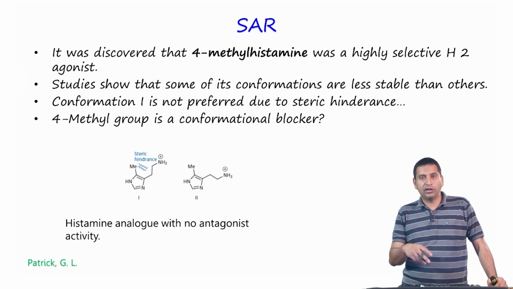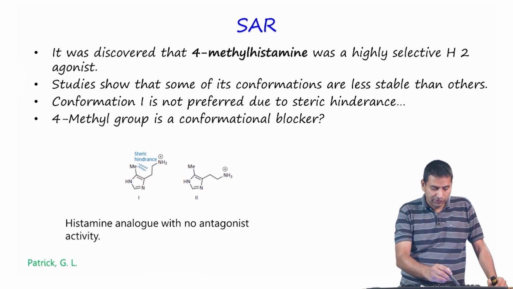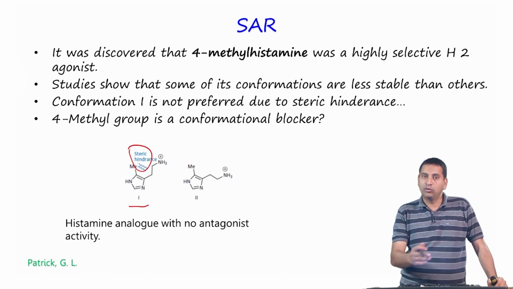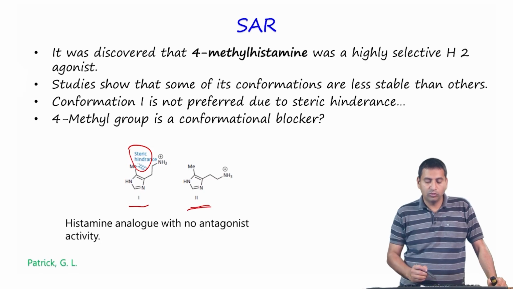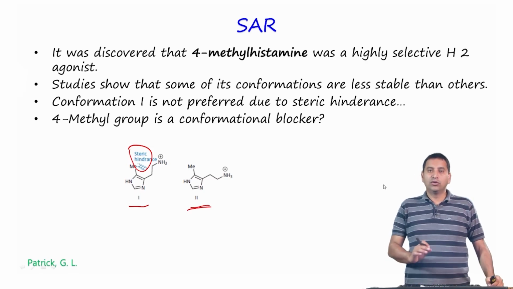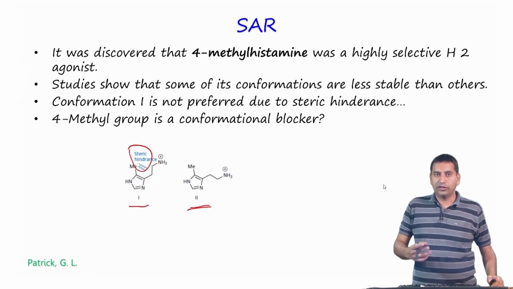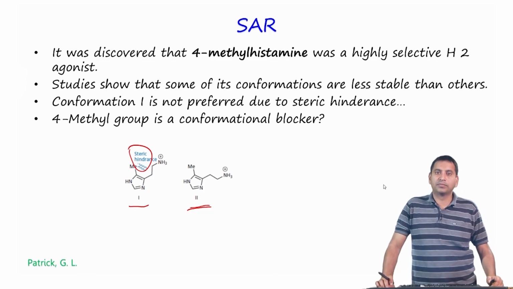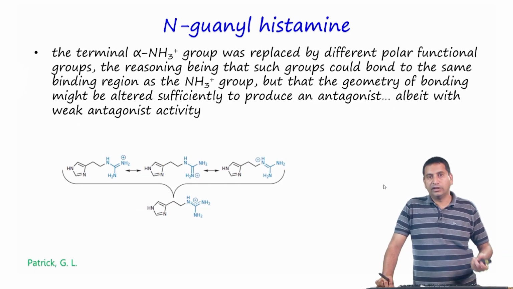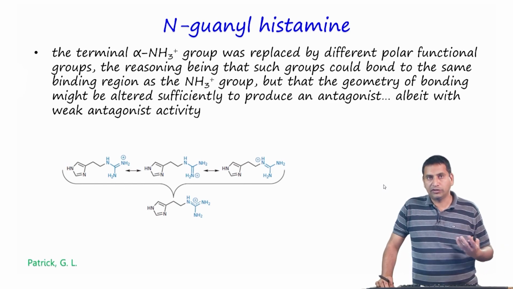If we were to look at the various conformations, you would imagine that this could be one of the conformations where there is significant steric hindrance between the methyl group and the side chain, whereas here is conformation 2, which does not have this kind of problem. So, the 4-methyl group was suggested to be a conformational blocker. During the structure activity relationship study, an N-guanyl histamine was synthesized.